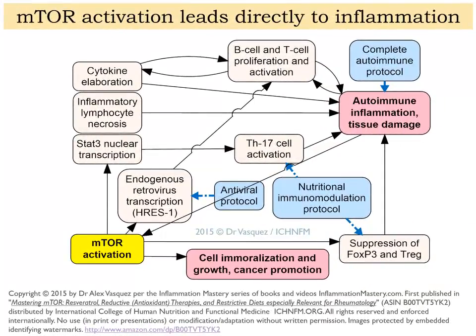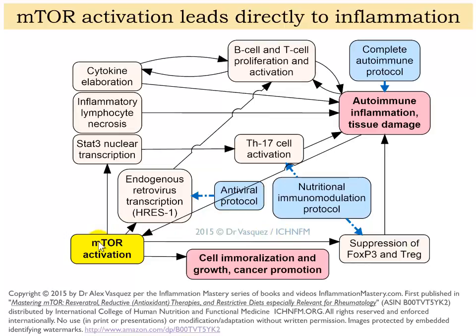As you can see here in the bottom left, we've got mTOR activation leading to changes in gene transcription, which ultimately cause activation of Th17 cells, and that promotes autoimmunity. We also see increased cytokine elaboration that drives B cells and T cells, which also contributes to the autoimmune condition. And making things even worse, we see Th17 cell activation here, but we also see that mTOR blocks the generation of these T regulatory cells by suppressing the gene transcription factor FOXP3.